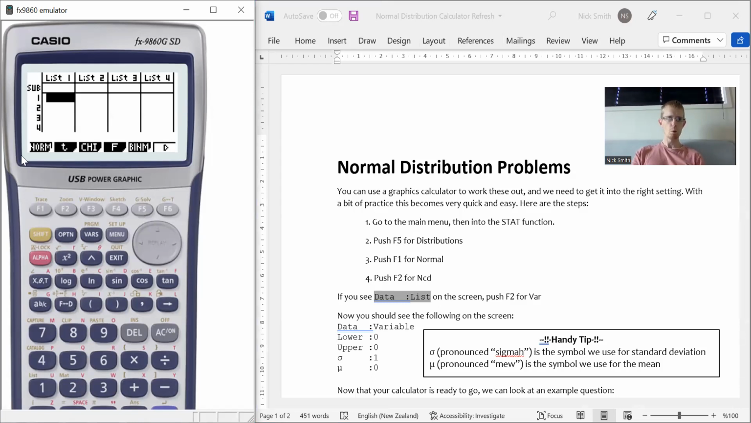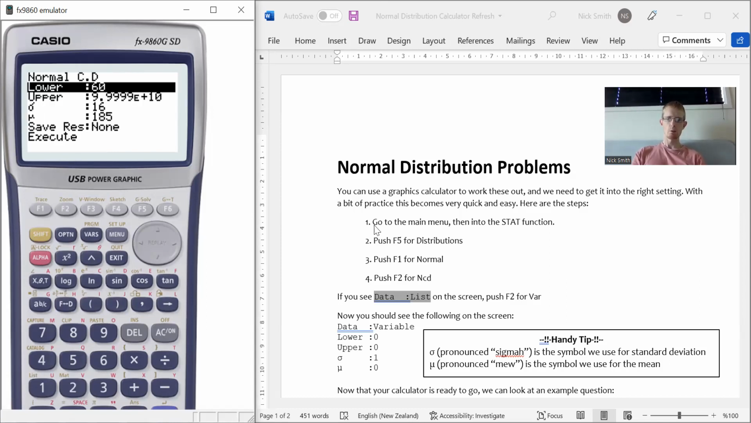Then you want F1 for normal distribution, and then F2 for NCD. All right, there's an NPD, but we want the NCD, F2 for that. Okay, so we'll follow those 4 steps. Now, this is an older version of the calculator. Some of the newer ones have a few more options.